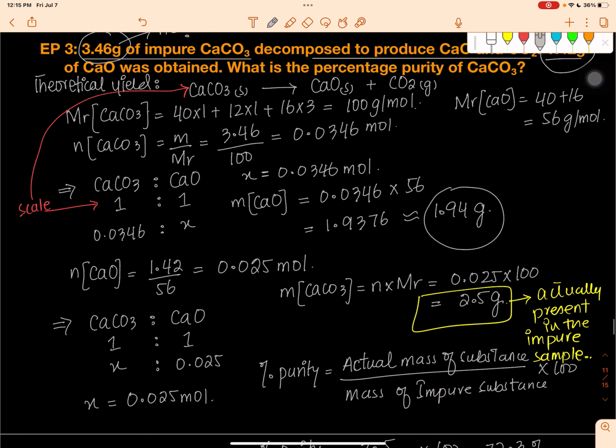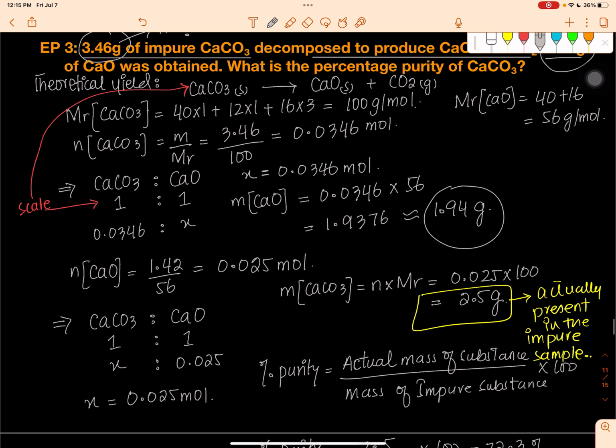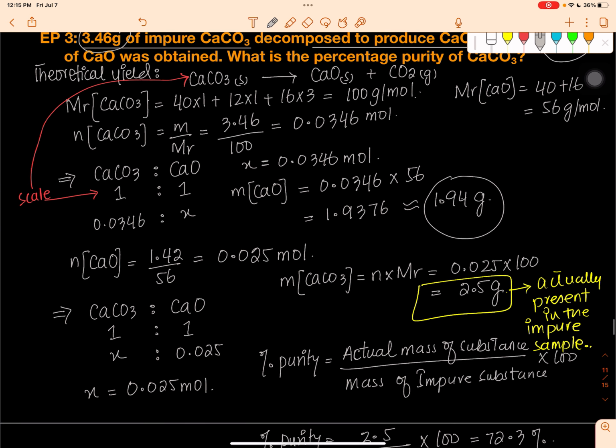So for this, we found out through calculation that for the production of 1.42 gram, what amount of calcium carbonate should be present in the impure sample. So we calculated that, and that was a reverse approach. And then we found out the percent purity to see what was leading to the lower actual yield. So this is how you relate the actual yield and theoretical yield with the percent yield and the percent purity of the substance. I hope you are clear about this.